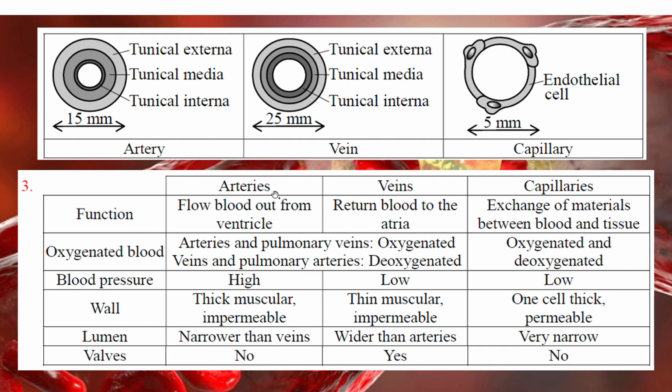The explanation is that the artery flows blood out from the ventricle, and the vein returns blood to the atria.